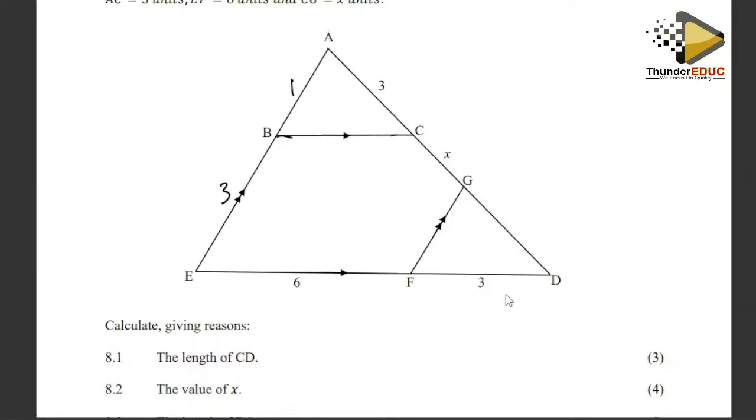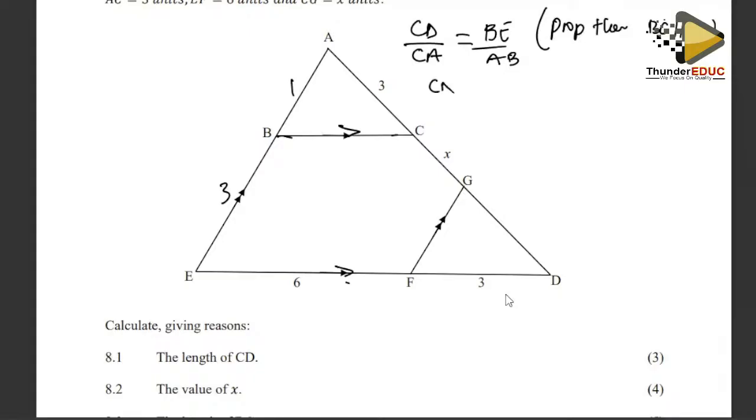So these are parallel lines, okay? If they are parallel lines, then basically we must follow the same proportions, okay? So what we say is that CD divided by CA should be the same as BE divided by AB. Reason is going to be the proportionality theorem because BC is parallel to ED. So it's saying that our CD divided by 3 should be equivalent to 3 over 1. Cross multiply, CD becomes 9 units.